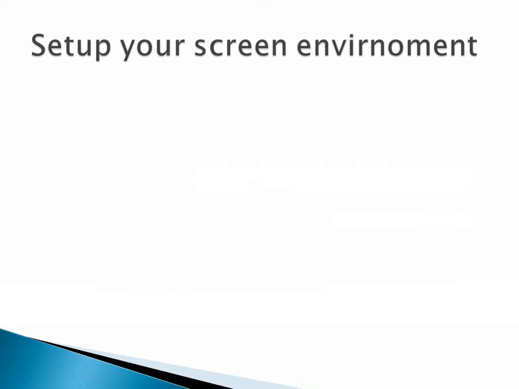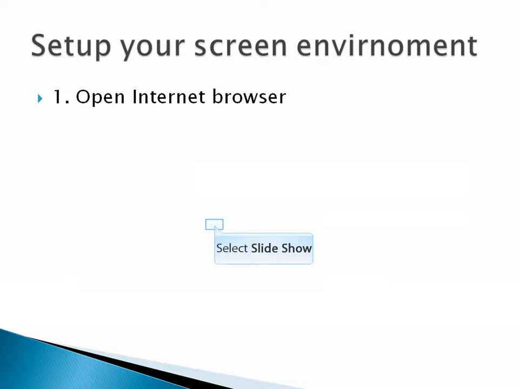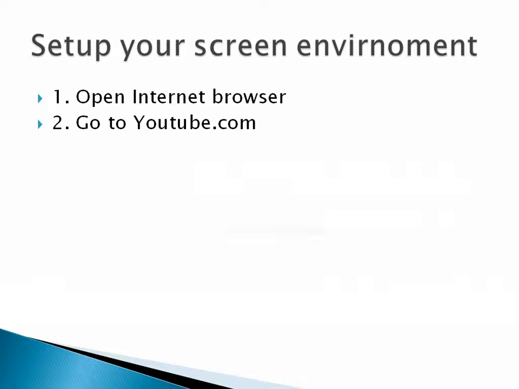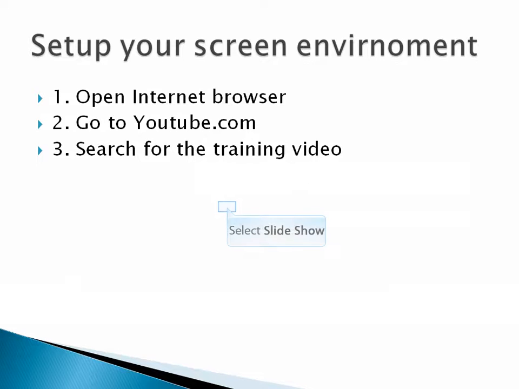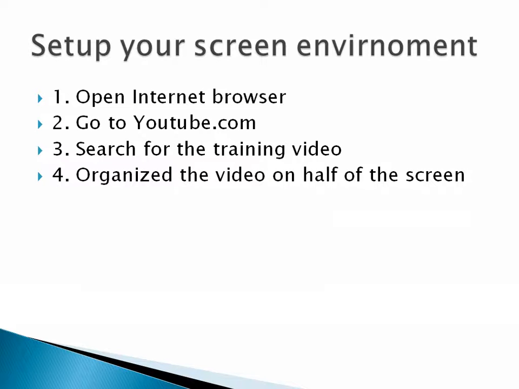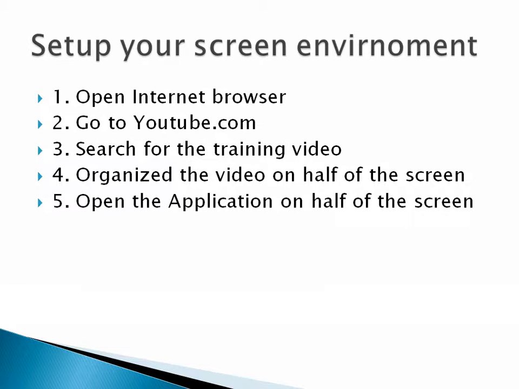It's a fairly simple process. We open up an internet browser and simply go to youtube.com. That's where most of the videos are warehoused. Then we search YouTube for the training video that you're looking for specifically. And then we organize the video so that it's playing on half of the screen, in this case on the left hand side of the screen.